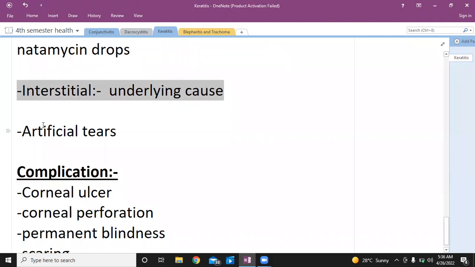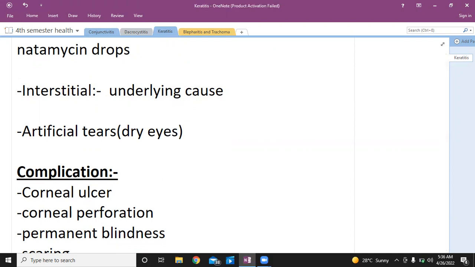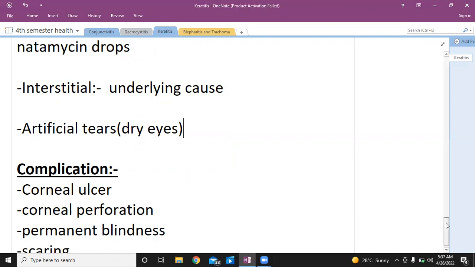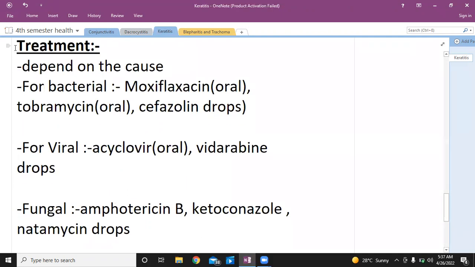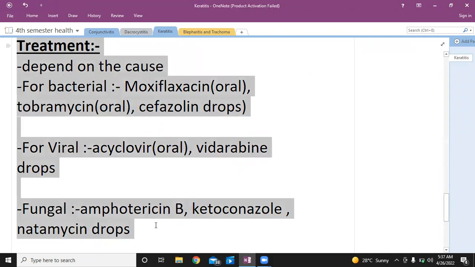And then there is one other thing: with all of these antibiotics, you can also use artificial tears, because artificial tears are very necessary in case of dry eyes. Dry eyes can cause increased friction between the eyelid and the cornea, and it can cause abrasion. So why not use artificial tears? Okay, this is all the treatment. Let me repeat it. Treatment is very much concentrated on the underlying cause.